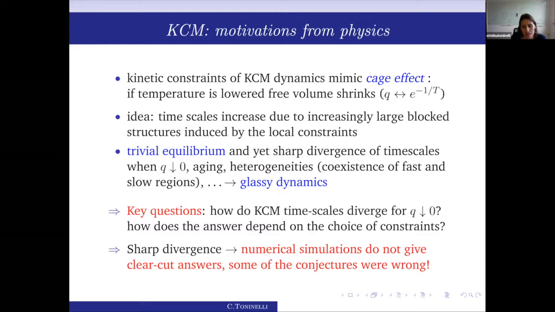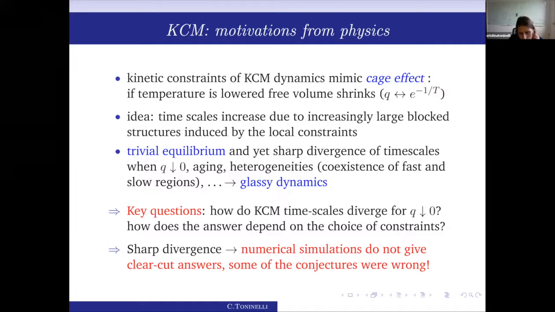Now that I have explained the motivation, I also want to tell you which are the key issues, also from a physical point of view, but which will also be the key issues that we will analyze. The first key question is how do time scales diverge when I decrease the external parameter which controls the equilibrium density of empty sites? The time scales increase. How do they increase? And how does this depend on the specific choice of the constraints? Is it possible to find sort of universal behaviors, to classify the constraints in different classes to know their behavior?